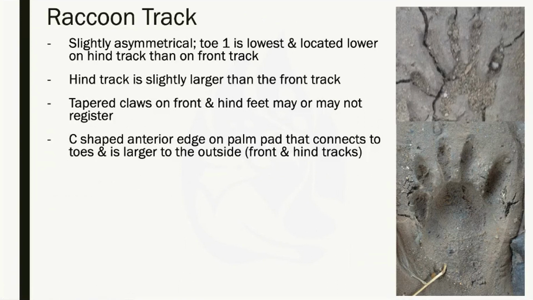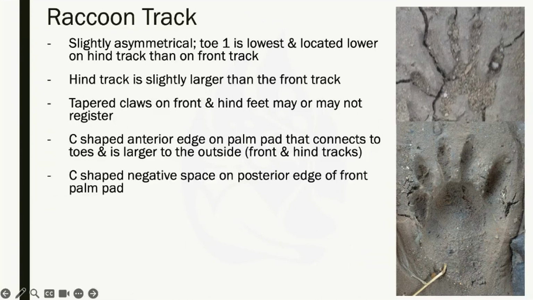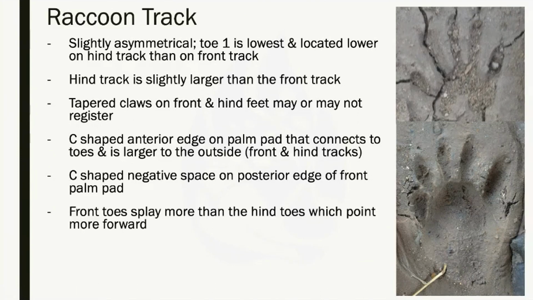You're also going to see, particularly on the front, that the pad is larger to the outside, and you can really see that here on this one. It's here on the inside, but you can see it occupies much more area on the outside. Another interesting feature on the front track is that it has this negative space, which some people call a hump, but it's also kind of a C shape here, and it's really just this gap inside the pad. You won't see that on the hind foot, but you will see it on the front foot, on the posterior edge.